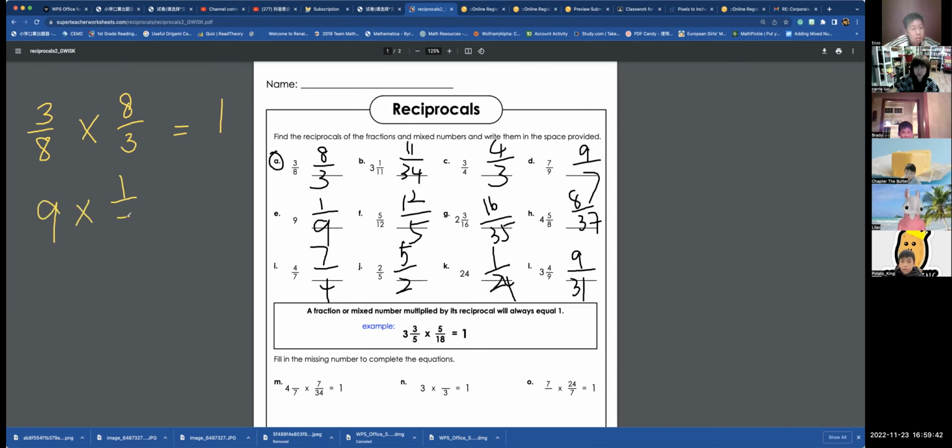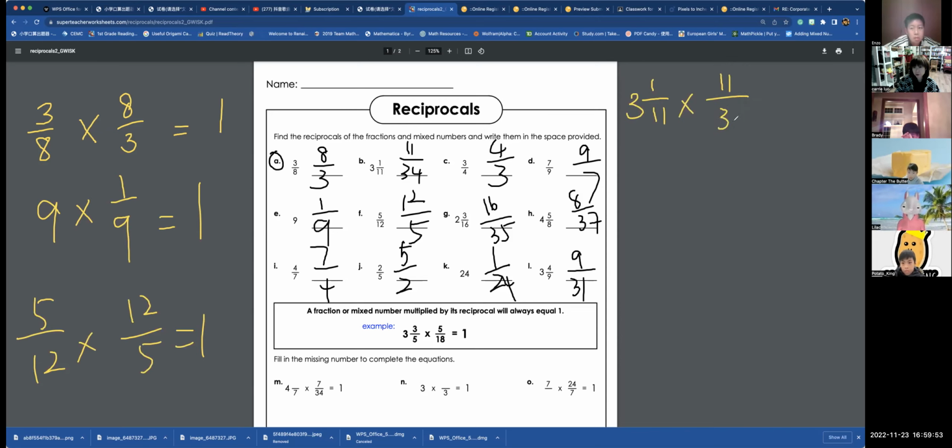So let's see. 9 times 1/9 equals what? 1. 5/12 times 12/5 equals 1. And 3/11 times 11/3 is also 1. Everybody get it? So a number and its reciprocal multiplied together always equal 1.